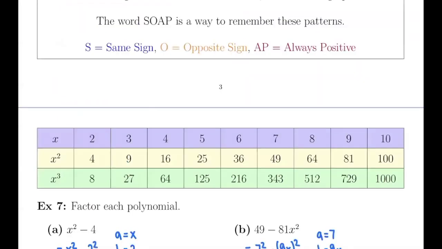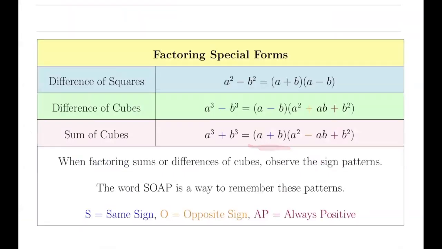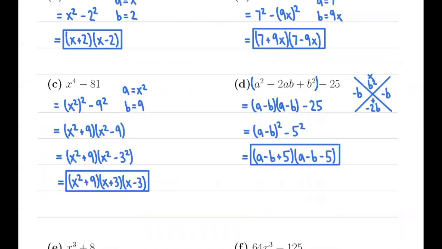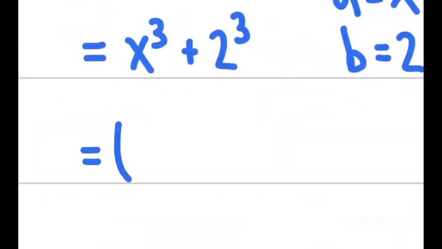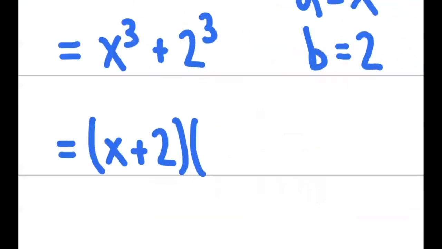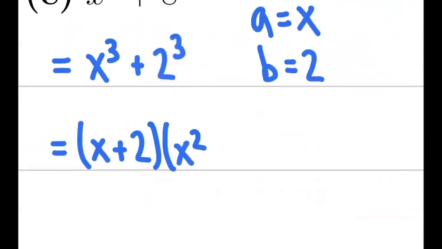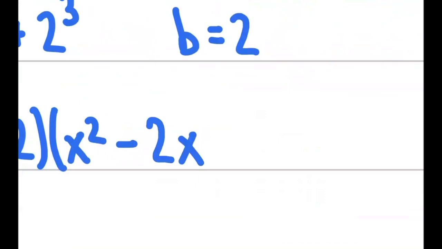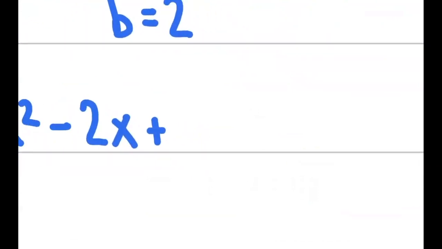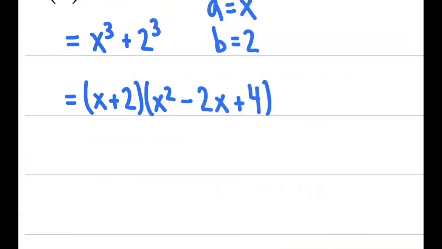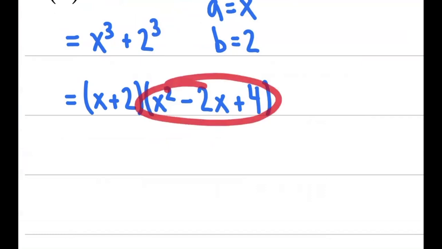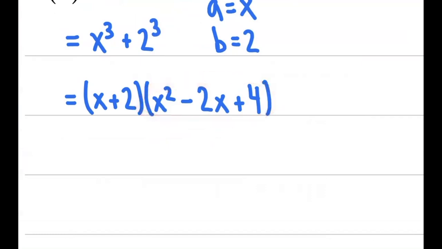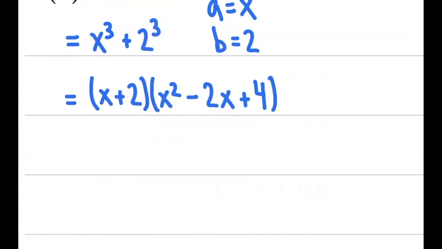So we just have to use our sum of cubes formula. Remember, same sign, so it's plus initially. So a plus b, so that's x plus 2, times a squared, so that's x squared. And it's opposite sign. Remember, SOAP, the O is opposite, so now it's minus ab, so that's 2x. And then always positive, so plus b squared, which is 4. And we're done, because remember, you can try factoring, but you're going to hit a roadblock. The quadratic factor, once you factor the sum or difference of cubes, is irreducible. It's a prime polynomial. It can't be factored any further. So you're done right here.